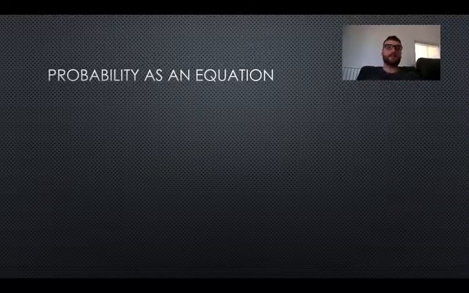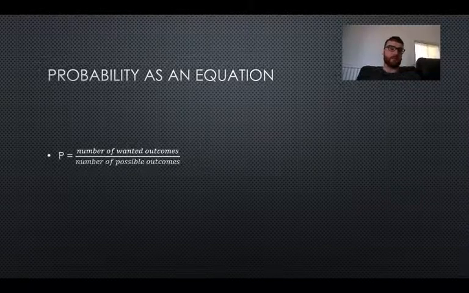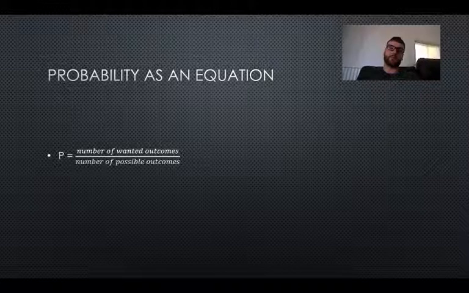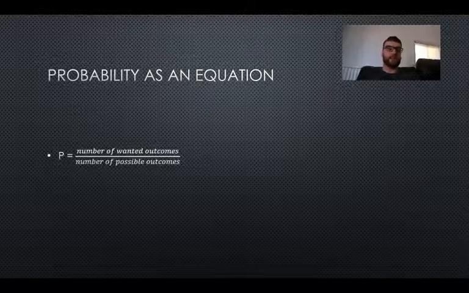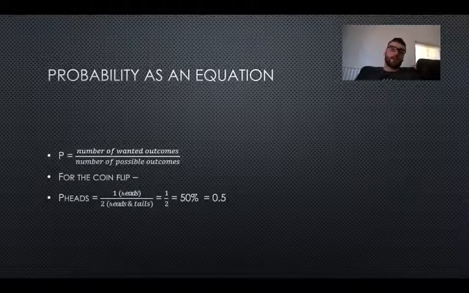So to display probability as an equation, it is simply the number of the desired or wanted outcomes divided by the number of possible outcomes. So as shown here, probability is the number of wanted outcomes over the number of possible outcomes. For example, if you wanted to flip a coin and you wanted it to be heads, this gives us one desired outcome, and the number of possible outcomes is 2. So for the possibility of heads, you've got one outcome that you want, which is heads, and you've got 2 possible outcomes together, that's heads and tails. So the fraction is 1 over 2, or a half, which is 50%, or 0.5.